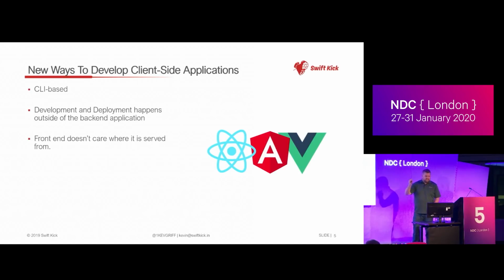Our front end doesn't care where it gets data from, so if I'm loading up a view that's a list of users, well, Vue, Angular, React, doesn't care where that data is coming from. It can go to an ASP.NET Core backend, it can go to a serverless function, Lambda, or Azure functions. It doesn't matter.